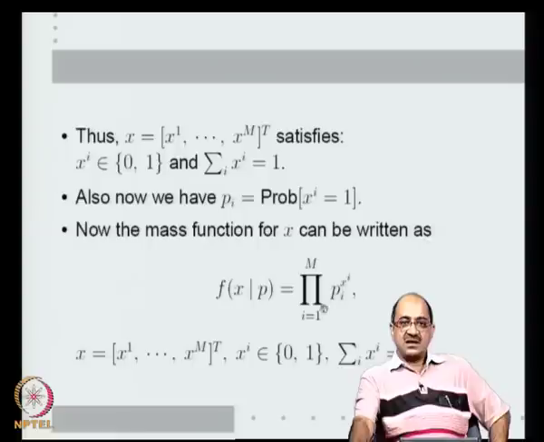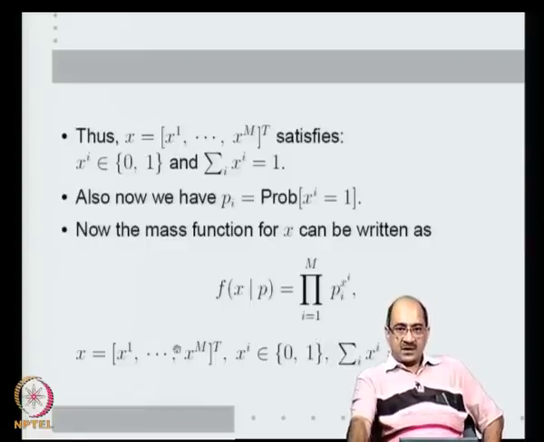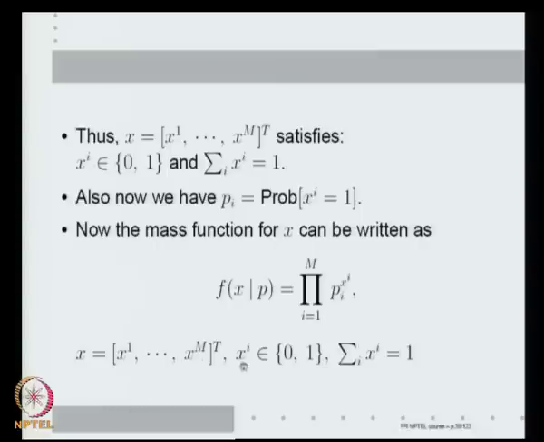So, given this, now I can write the mass function of this vector random variable x as follows. f of x given p, where p is my parameter vector consisting of p1, p2, ..., pm, is the product over i equal to 1 to m of p_i to the power x^i. Because x takes only these values: the possible values of x are an m-component vector, the components being x superscript 1 to x superscript m. Each of the components is either 0 or 1, and the sum of the components is 1, meaning exactly one component is 1, all others are 0.